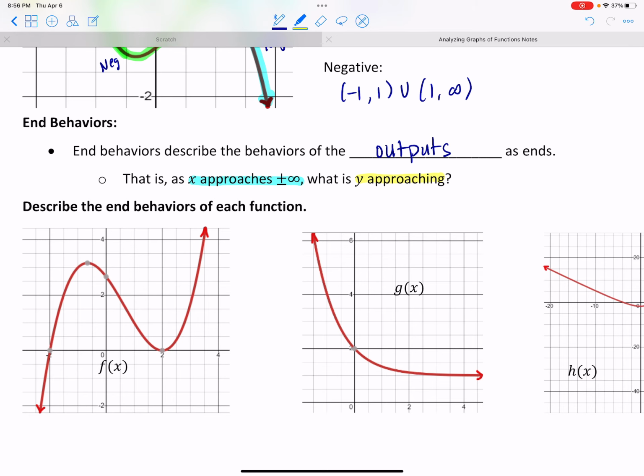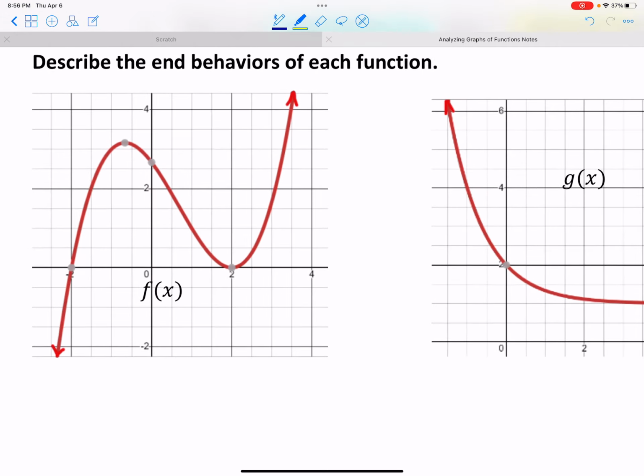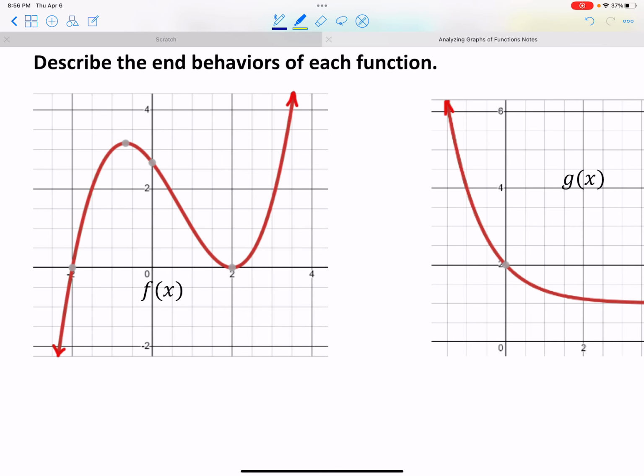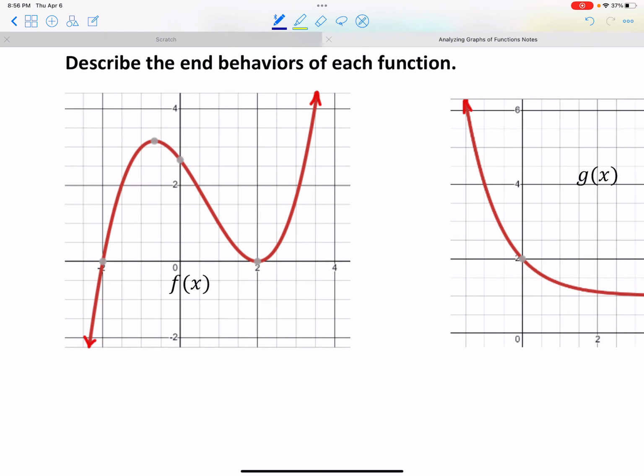So we're going to try to describe the end behaviors for a few functions here. So first one, we're looking at a function called f of x. So when we state the end behaviors, again, we have to give our point of reference. What we want to know is as x approaches negative infinity, what is f of x doing? Where are the function values headed?